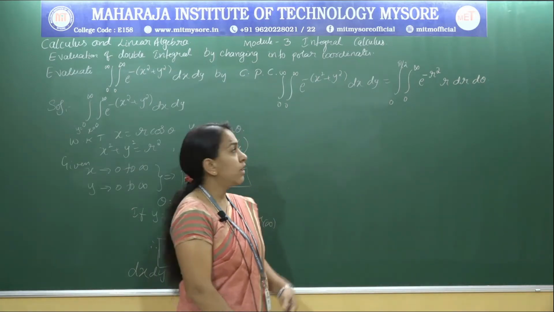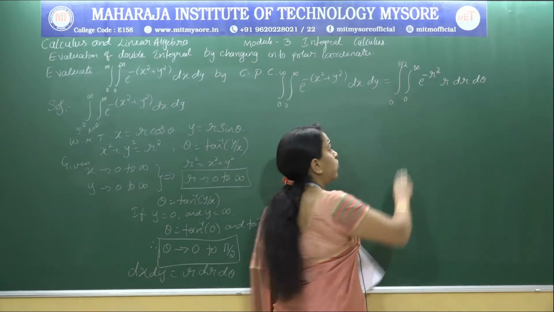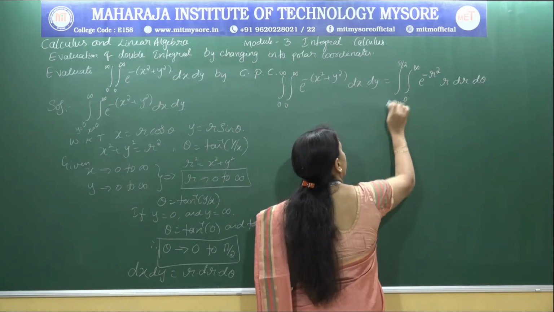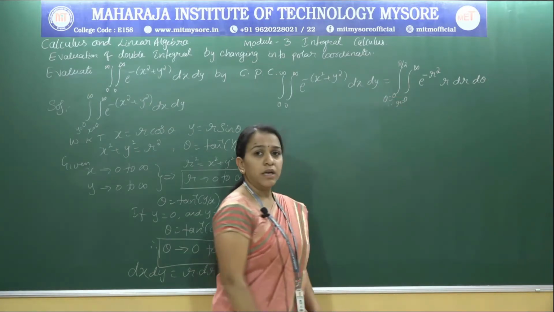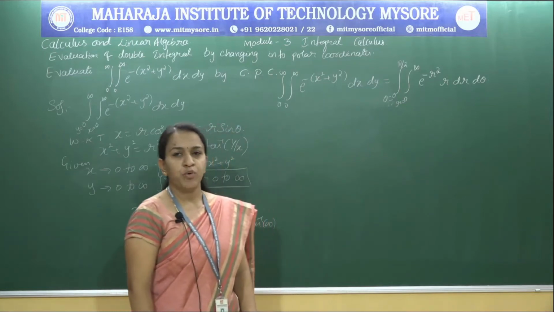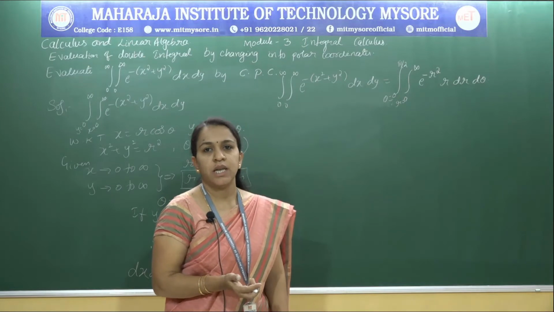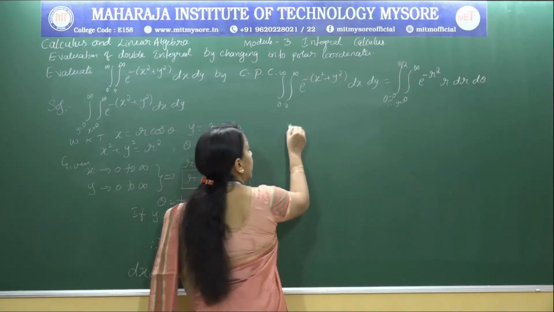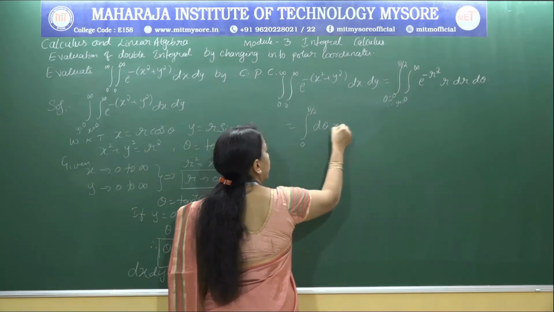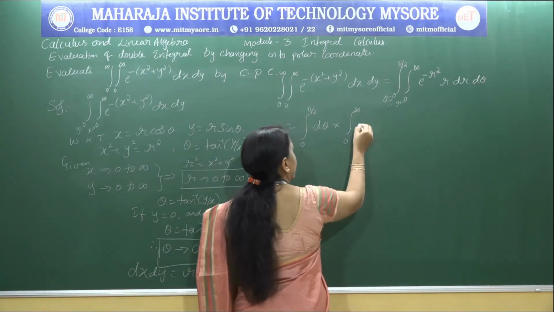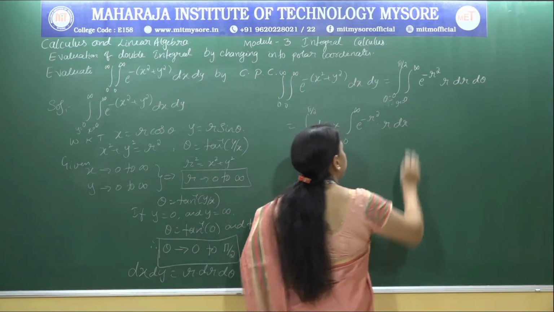Now, look at the limits of r and theta. We know that this is the limit of r and this is our limit of theta. So the limits of r and theta are constant limits. We do not have a variable limit. So I can split the integral as a product of integrals, that is integral 0 to pi by 2 d theta into integral 0 to infinity e power minus r square r dr.